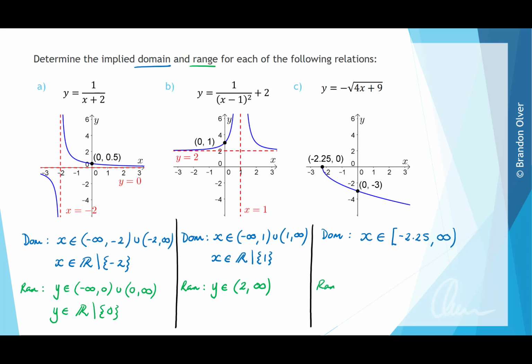Finally, the range of this square root relation is going to be y is an element of, and the smallest possible y value is -infinity, and again we use a rounded bracket for the infinities. And the largest y value is this 0 here, and again that's included, so we have 0 with a square bracket. So that is the range of this square root graph.